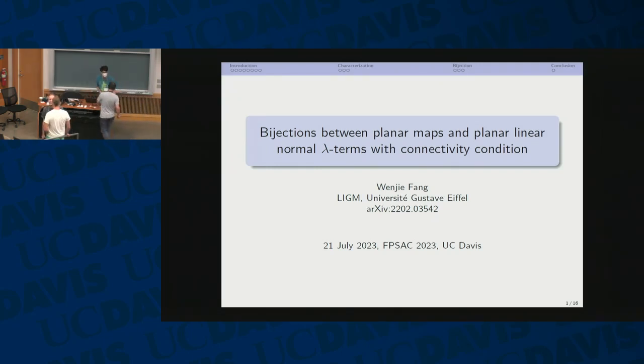So, okay, let us continue. Our next speaker is Fang, and he is going to continue the map counting.